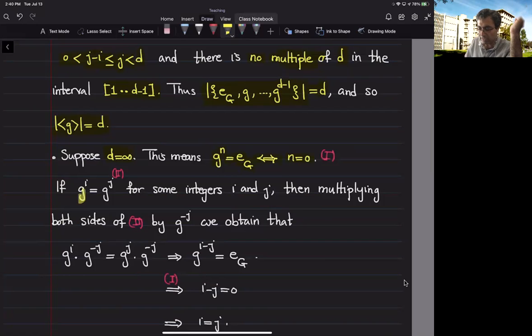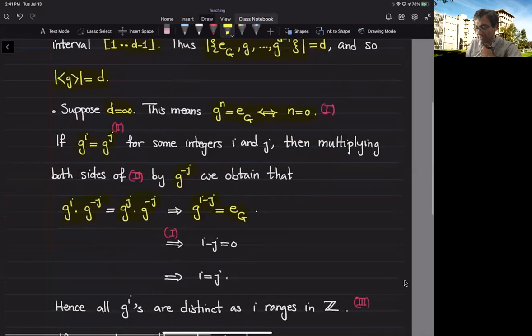So suppose that g to the i is the same as g to the j for some integers i and j. Again, we are going to cancel out one side. We multiply both sides by g to the power negative j. We end up getting that this side is g to the power i minus j, and this side is the neutral element. So g to the power i minus j, which is an integer power, is the neutral element. But we showed that the only integer power of g that is the neutral element is the power 0.